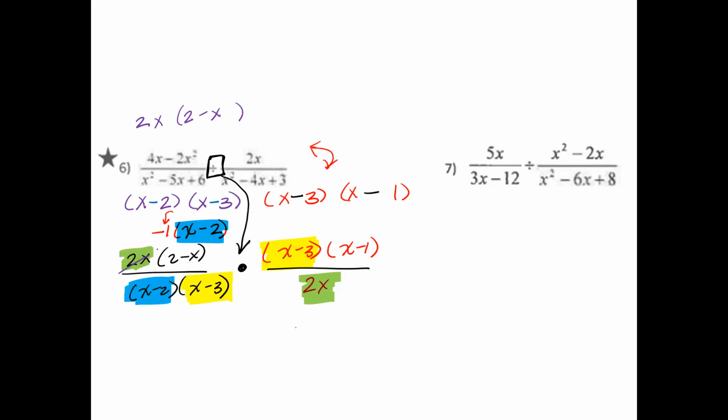So then I can cross out the 2x, that's gone. X minus 2, that's gone. X minus 3, that's gone. And you're like, okay, what's left over? Well, what's left over is going to be the part in yellow or orange. Negative 1, x minus 1. So my answer is just negative 1 times x minus 1 or negative x plus 1. That's your answer.